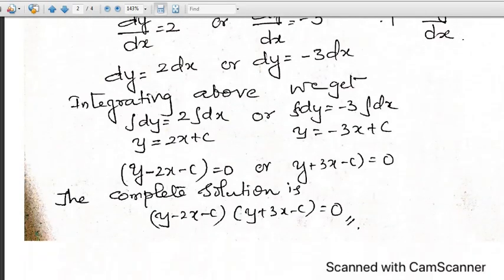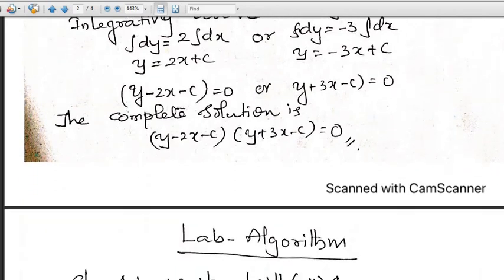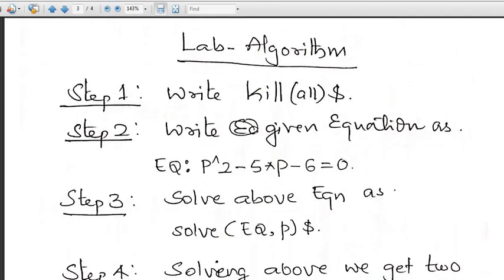Now we'll go for the steps or algorithm of how we can solve the given problem in the lab. What are the steps for the lab procedure? First of all, we have to write kill all, with this dollar symbol. Kill all means it will erase all the data or memory of earlier programs. So first we clear all the memory, therefore we write kill all and the dollar symbol.